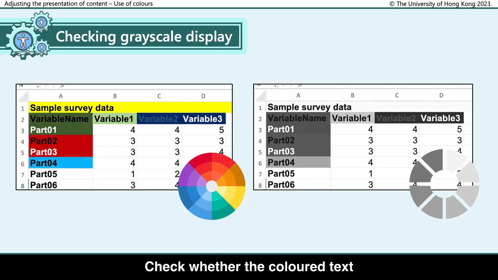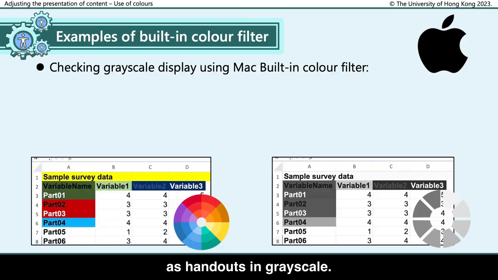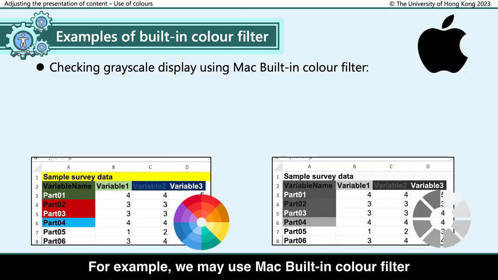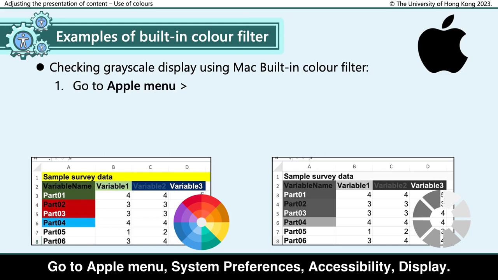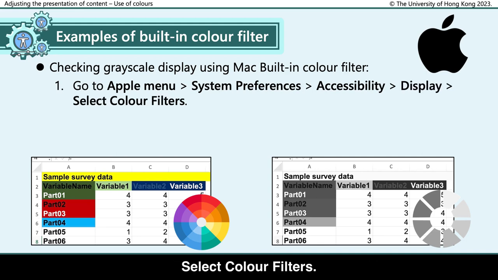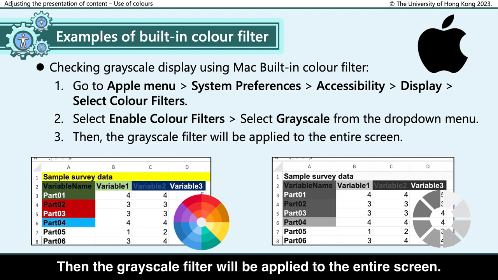Check whether the colored text and its associated background colors are properly displayed in grayscale. It is a useful and important practice because some students may print out course materials as handouts in grayscale. For example, we may use the Mac built-in color filter to check grayscale display. Go to Apple menu, System Preferences, Accessibility, Display. Select Color Filters. Select Enable Color Filters. Select Grayscale from the drop-down menu. Then the grayscale filter will be applied to the entire screen.